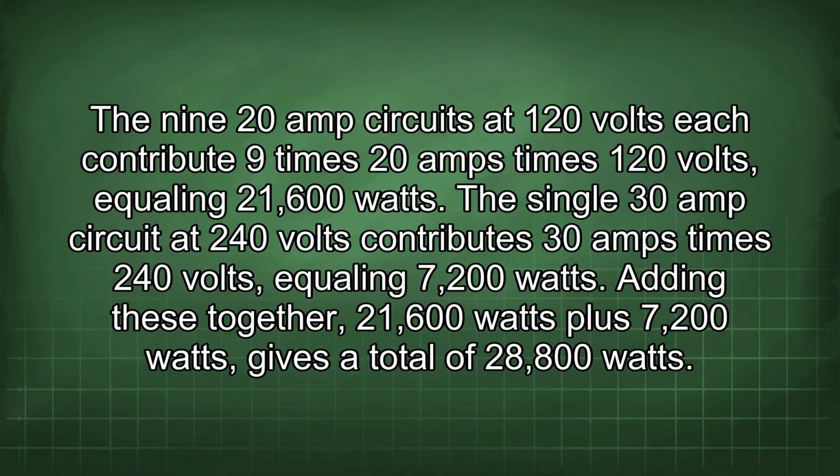The 9 20 amp circuits at 120 volts each contribute 9 times 20 amps times 120 volts, equaling 21,600 watts. The single 30 amp circuit at 240 volts contributes 30 amps times 240 volts, equaling 7,200 watts. Adding these together, 21,600 watts plus 7,200 watts gives a total of 28,800 watts.